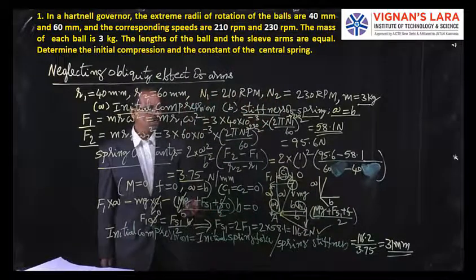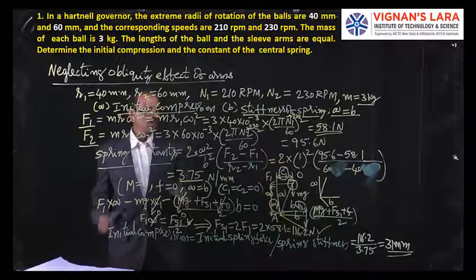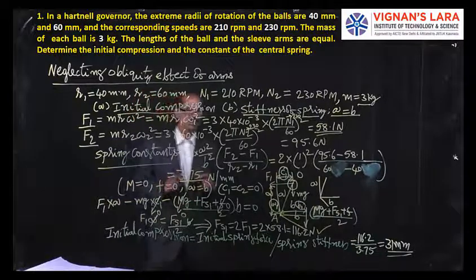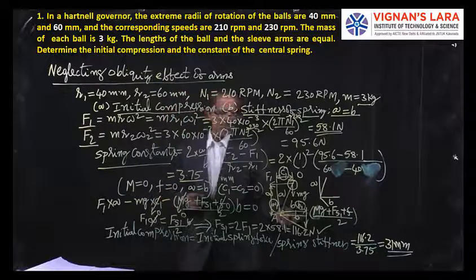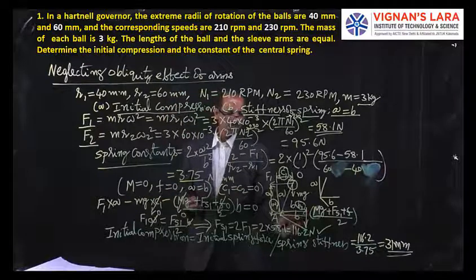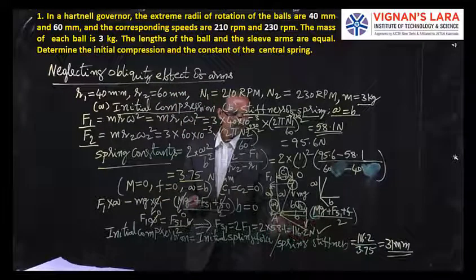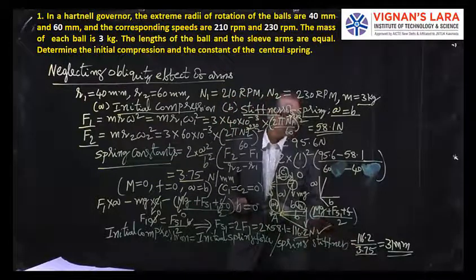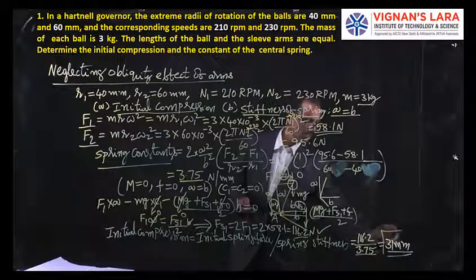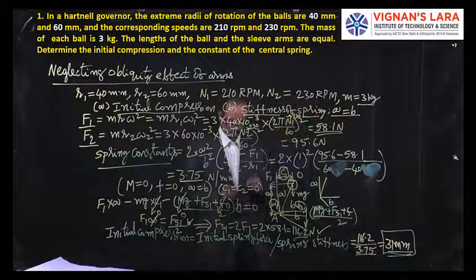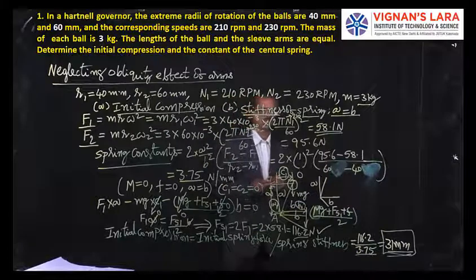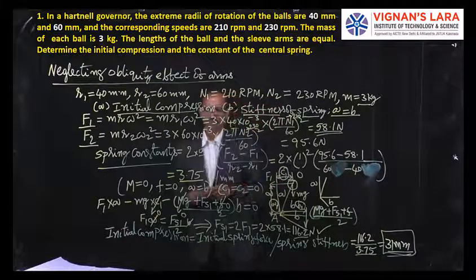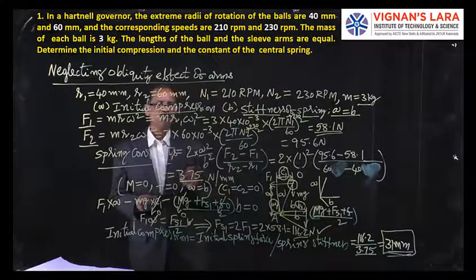Then how to find out the initial compression? That means when I start my operation of the governor, I will tighten my nut by pressing the spring to a certain extent. That can be estimated simply by taking the initial force divided by the stiffness of the spring. So initial force is 116.2 and the spring stiffness is 3.75. Then you get the initial compression: you have to give 31 mm to this governor spring to work effectively. Okay, so this is a straightforward simple problem.